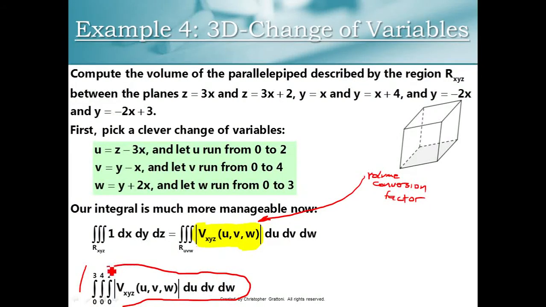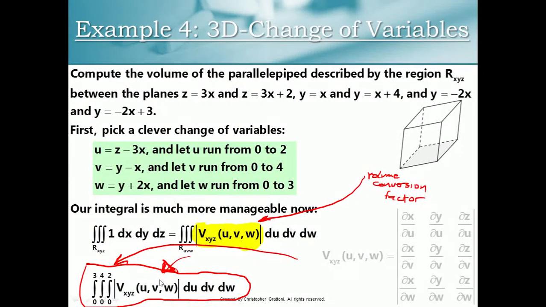What I've done is I've mapped from an XYZ space where my region was a parallelepiped to a UVW space where my region is a rectangular prism. So this is a nice little box, right? Instead of being a rectangle in UV space, this thing is a rectangular prism, or a box, in UVW space. Nice looking limits of integration, constant limits of integration. And the only thing that's complicated is living here inside of the integrand, and I need to figure out what that volume conversion factor is.